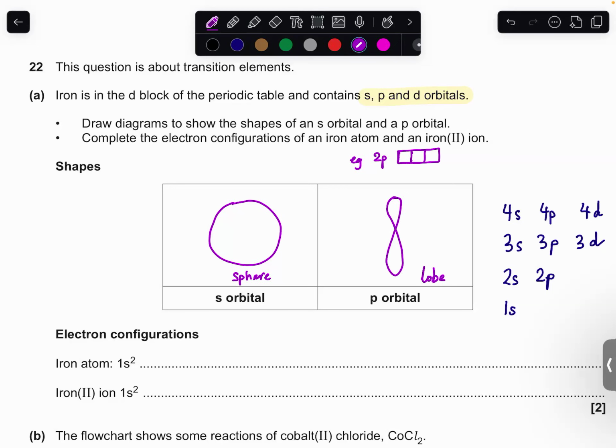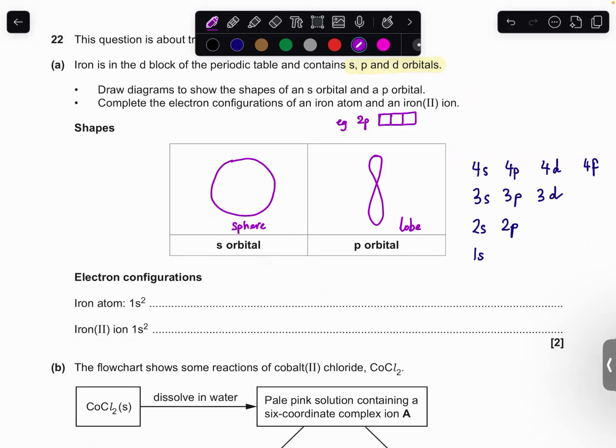Now, as for the electron configurations, the iron atom, if you look at the periodic table, the atomic number for iron is 26. So an atom will have 26 electrons. Now, just a reminder of how the subshells are filled. In the syllabus, you're required to know up to 4p, which is the elements up to and including krypton.